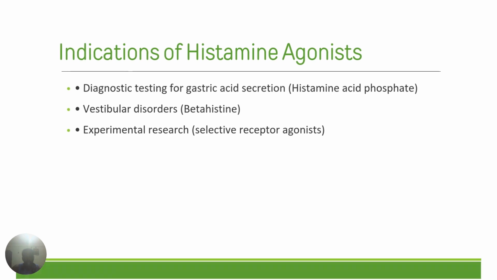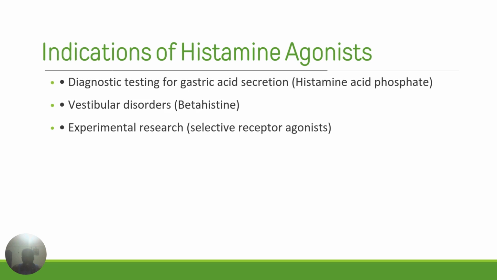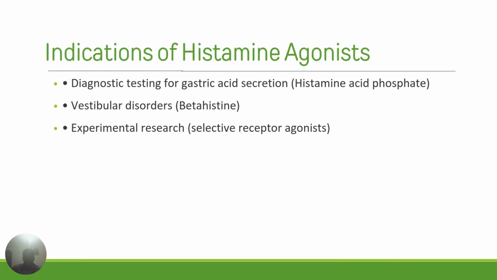And we will again look at the indications of those agonists. The agonists' indications or applications in a clinical aspect is that they're used for testing or diagnostic purposes, such as testing gastric secretion. And another one is vestibular disorder, like betahistine as well. Also, in the research, they are being applied to discover more drugs.